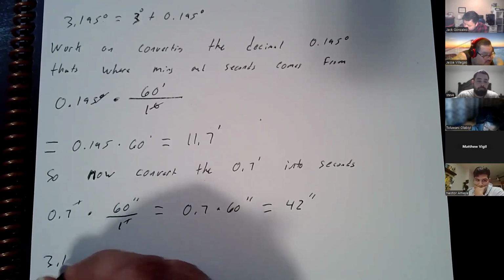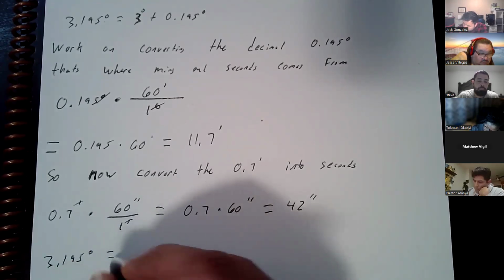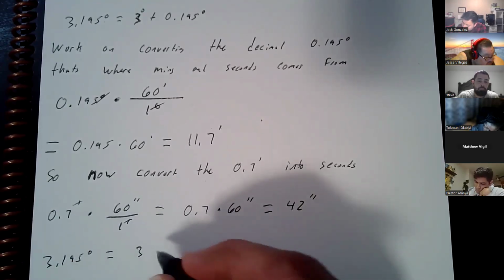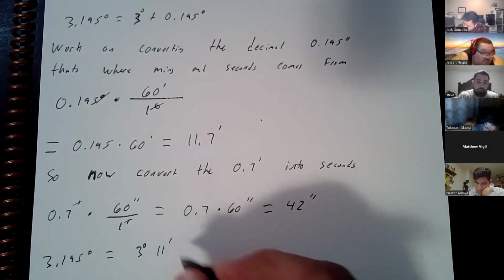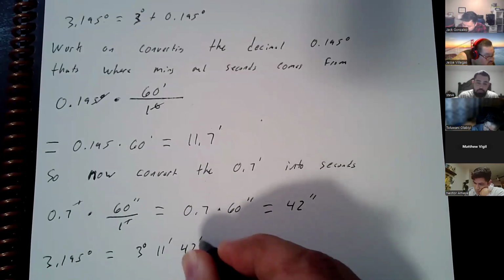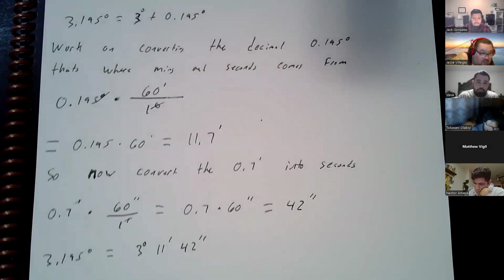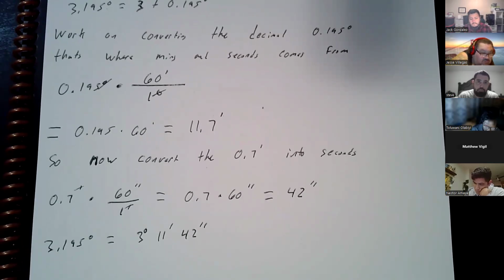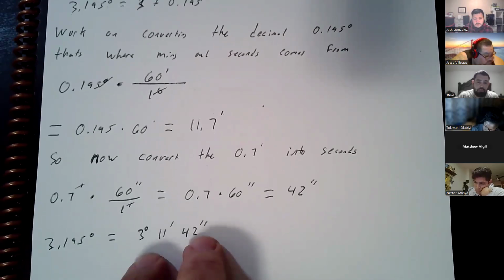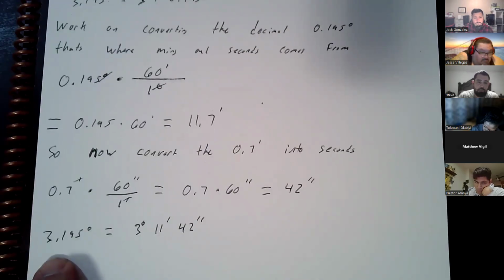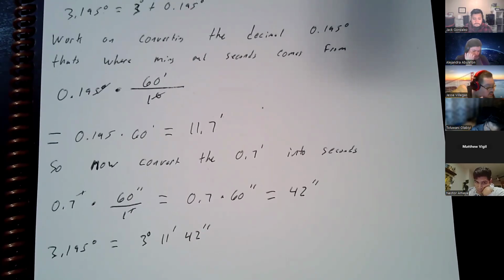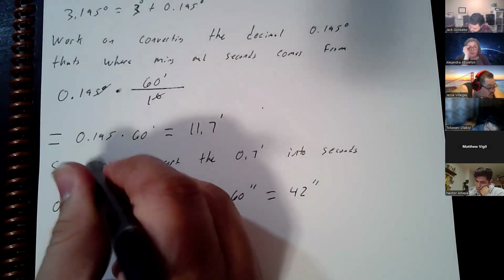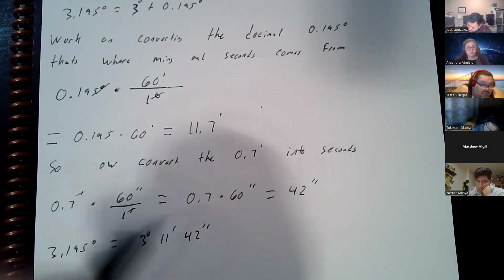So that means that 3.195 degrees is equal to 3 degrees, 11 minutes, 42 seconds. Just do it piece by piece. And then earlier, the last example, we went from here to there, right? Now we're going here to there. Any questions on number 2?